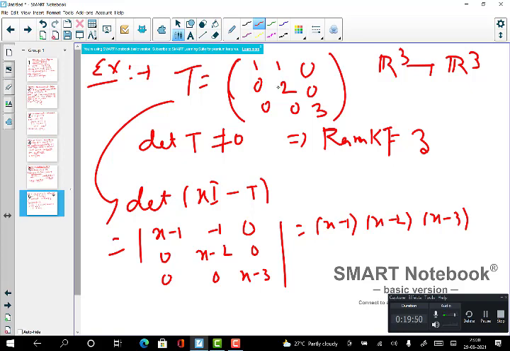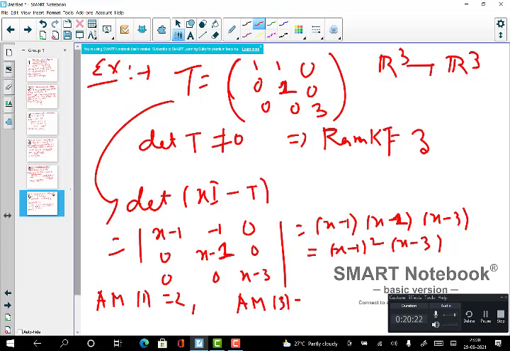Maybe let me just change it. This is by 1, this is by 1, this is by 1. So you can write this as x minus 1 whole square, x minus 3. Why did I change it? I just want to show that there might be repetitions. Here one is a repeating root. So the algebraic multiplicity of the eigenvalue 1 is 2, and the algebraic multiplicity of the eigenvalue 3 is 1.